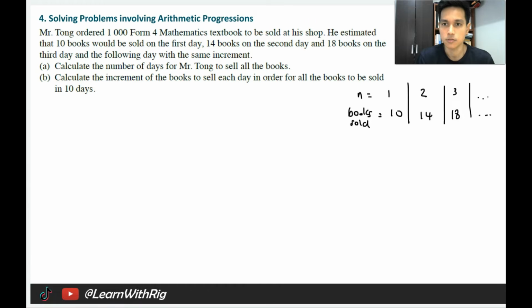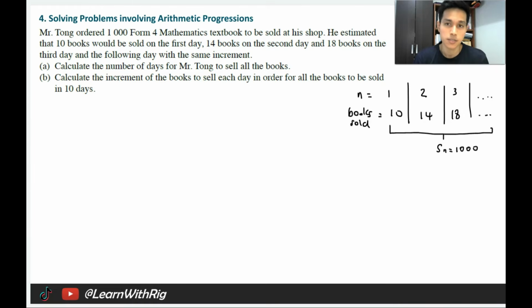Okay, and he continues. So now the question is, they're telling you there are 1,000 books. So where can you place the 1,000? 1,000 is the sum of all the books, right? Once he sells off everything, whatever that day is, the sum of all the books here should come up to 1,000.